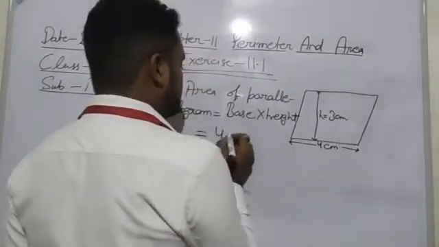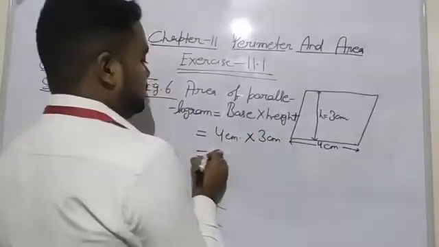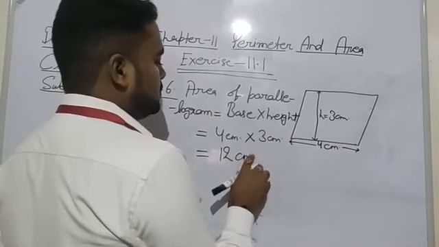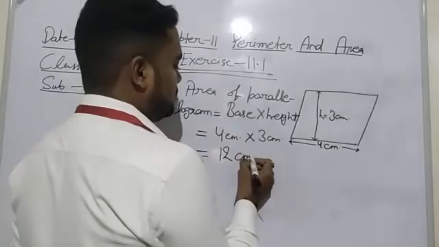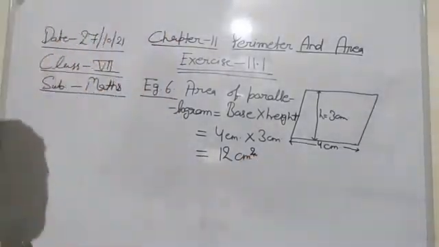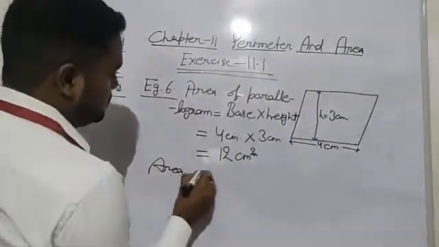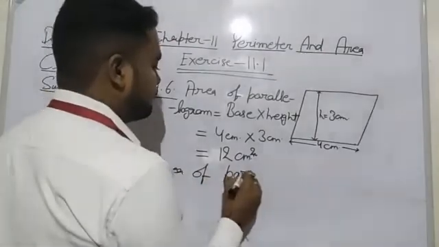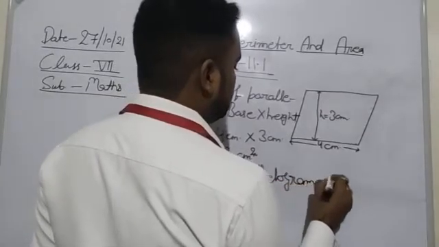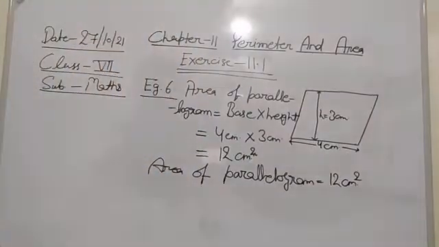So what is the base? 4 centimeter. And what is the height? 3 centimeter. 4 multiplied by 3, 12 centimeter square. So here is the final answer. Area of parallelogram is 12 centimeter square. Now note it down.